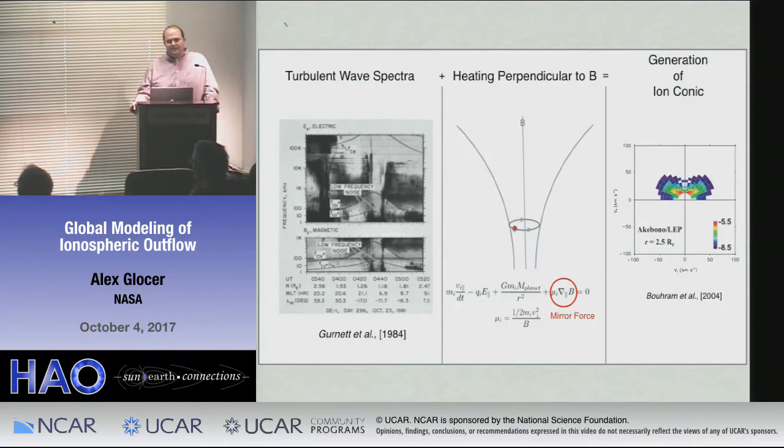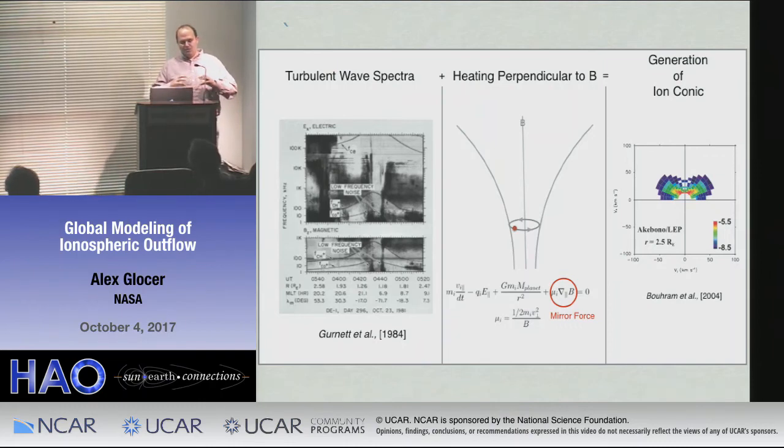So one of the ideas, actually several ideas for wave-particle interactions, but one very popular one is the so-called ion cyclotron resonance, where a particle gyrating around the magnetic field will interact resonantly with a portion of this turbulent wave spectrum, and it will heat perpendicularly. Now, this excess perpendicular heating gets converted into organized parallel motion via the mirror force. And so what happens then is that the particle heats up perpendicularly, and then it starts to accelerate parallel.